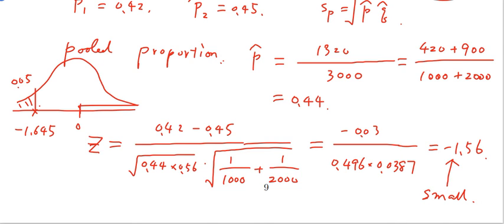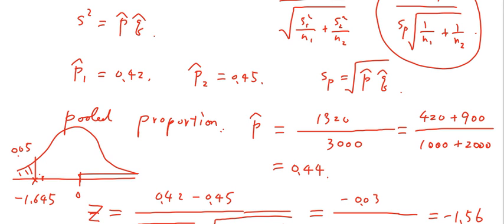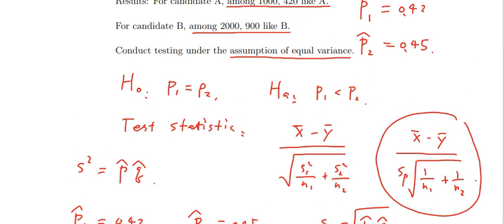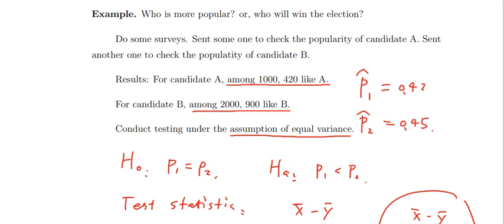This number is here, right? So we still regard it as a small number. So we can say their 3% difference is not so significant. So we still cannot predict that B can win the election.